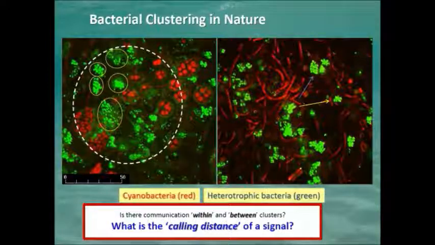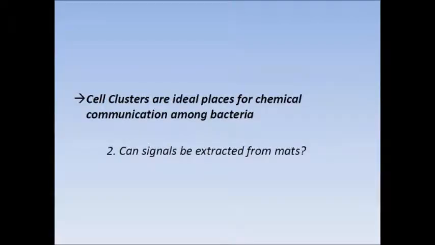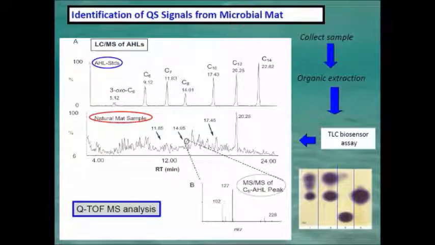Remember, each of these bacteria shown here are approximately a micron in size. So these are relatively small distances, but when you put in the EPS matrix that we cannot see here, it could slow diffusion significantly. So cell clusters appear to be ideal places for chemical communications. Can we actually find signals there? And to do that, we extract the sediments in this case, and using a range of organic extractions, we pull these out, purify them, and then run mass spectra on these.